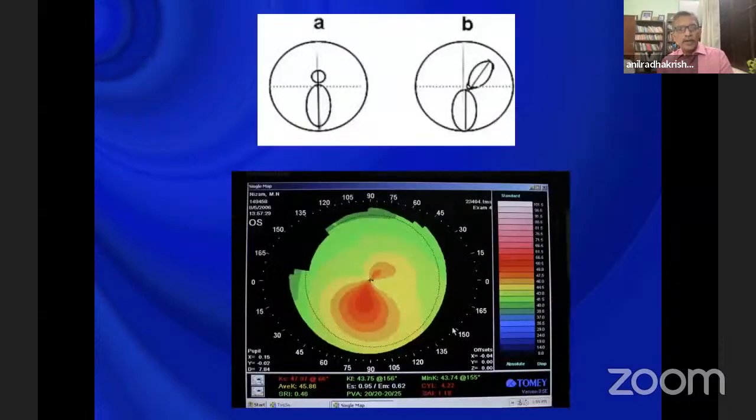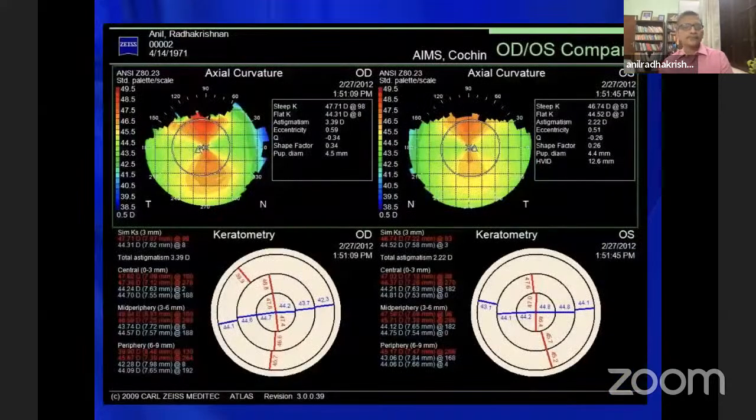This is the skewing of radial axis I was talking about, the asymmetric bow tie. Both the bows of the tie are in one line. If this is like that, this is most likely normal. But if there is an angle between the two, you call it a skewing of radial axis. Mild skewing, a few degrees, may be normal, maybe a normal variant. But if it is more than, say, 20 degrees, it is definitely pathological, and this is a typical early keratoconus.